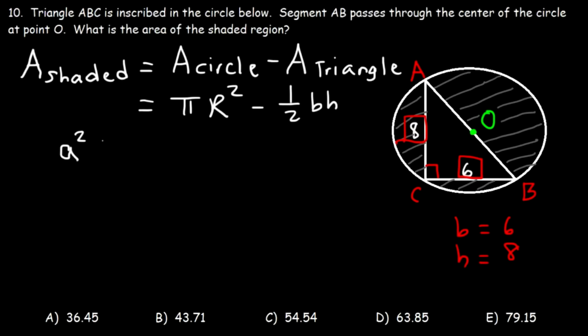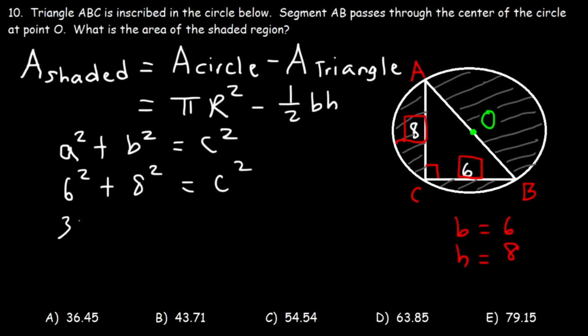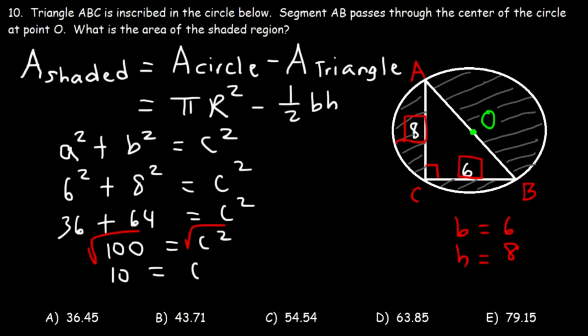So a squared plus b squared is equal to c squared. The legs of the triangle are 6 and 8, and we're looking for c. 6 squared is 36. 8 squared, or 8 times 8, that's 64. 36 plus 64 is 100. And to find the value of c, we need to take the square root of both sides. The square root of 100 is 10. So c is 10.